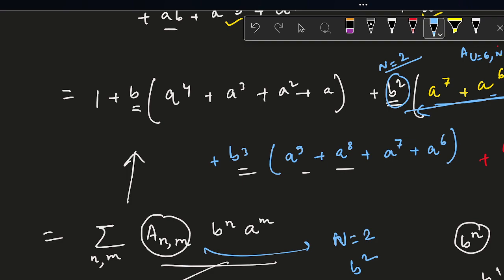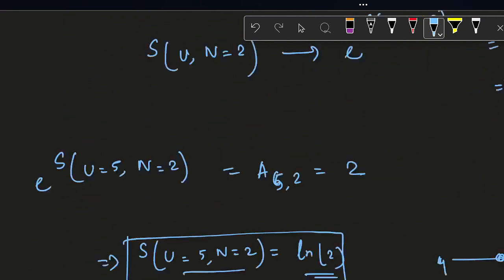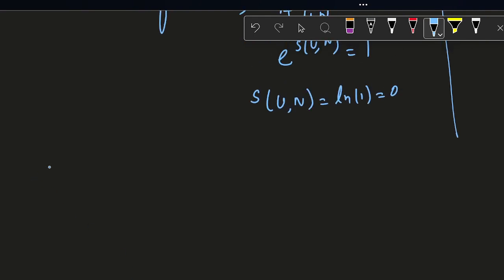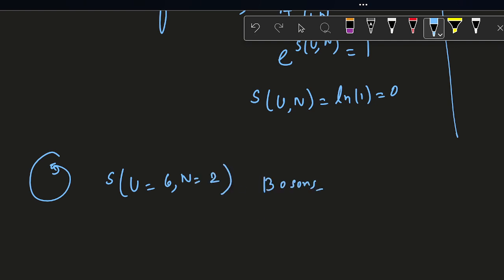I don't need to calculate the whole thing for you, but we can check what the answer is from the given options just by our usual microstate calculation, right? So for problem number 5, first of all, s of u equal to 6 they had given, n equal to 2, with the particles being bosons now. That means you have 4 steps, 1, 2, 3, 4 are the energy levels, and you have 2 particles, so that the total energy is 6.